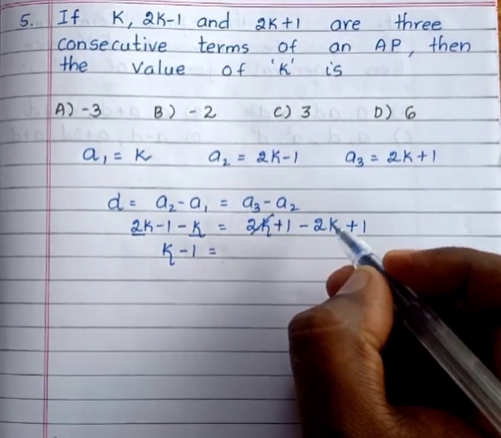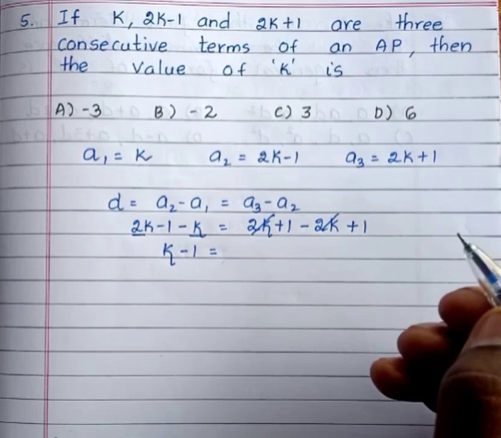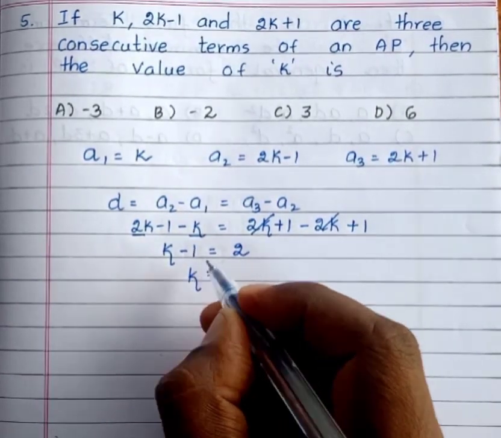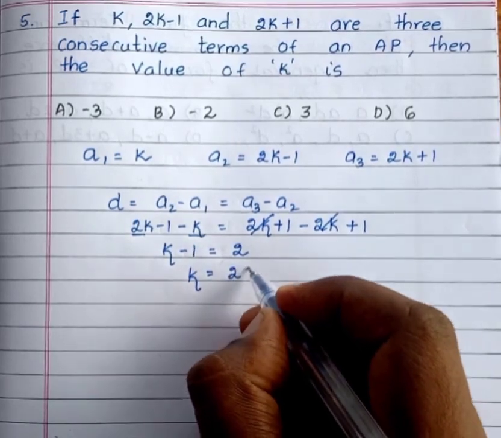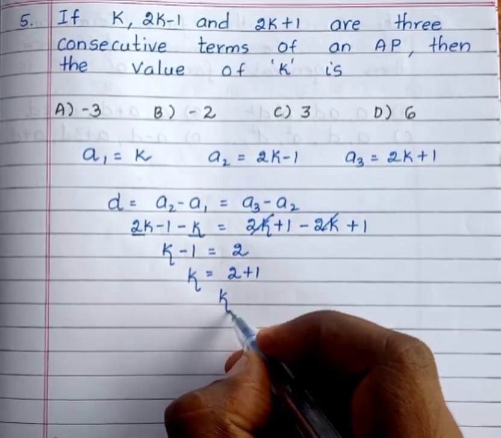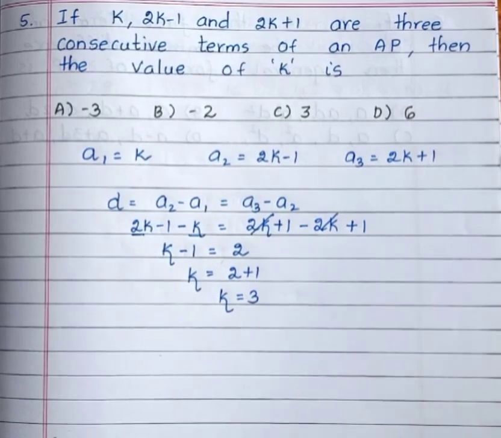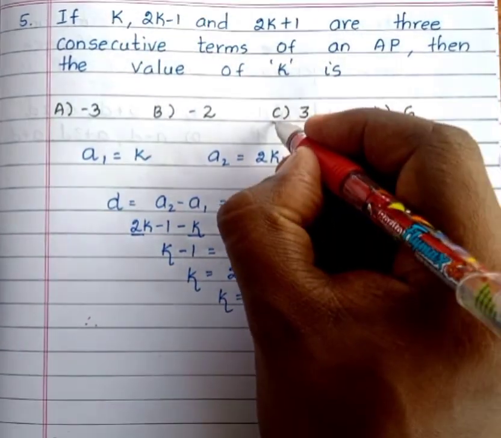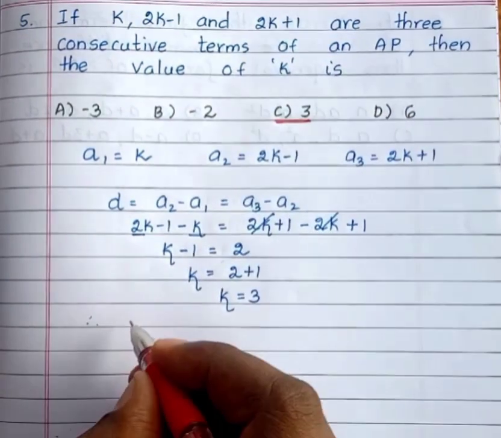Now plus 2k minus 2k will cancel out. The remaining numbers are plus 1 will get 2, k equals. Shift minus 1 to RHS, we get plus 1, k equals 2 plus 1, therefore k equals 3. Therefore the value of k is 3. Therefore the correct answer is option C, 3.